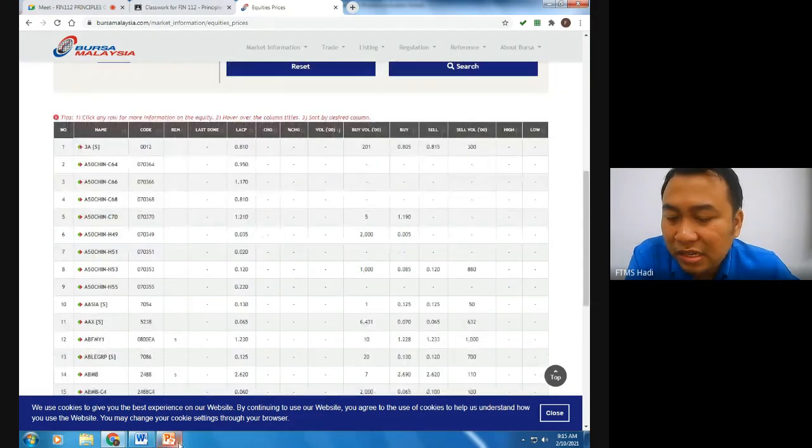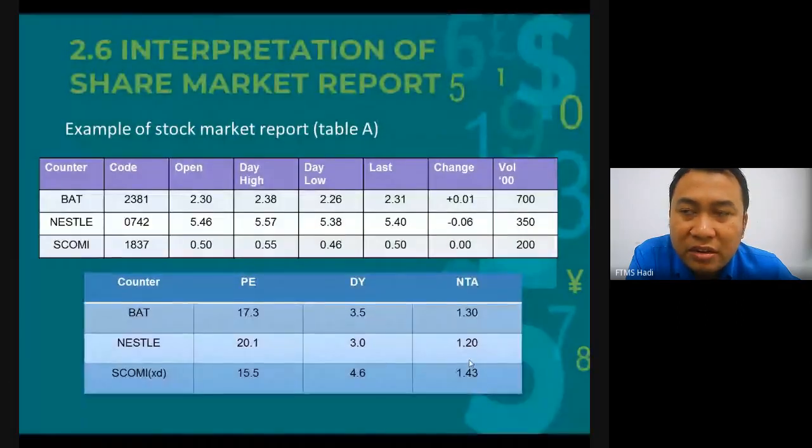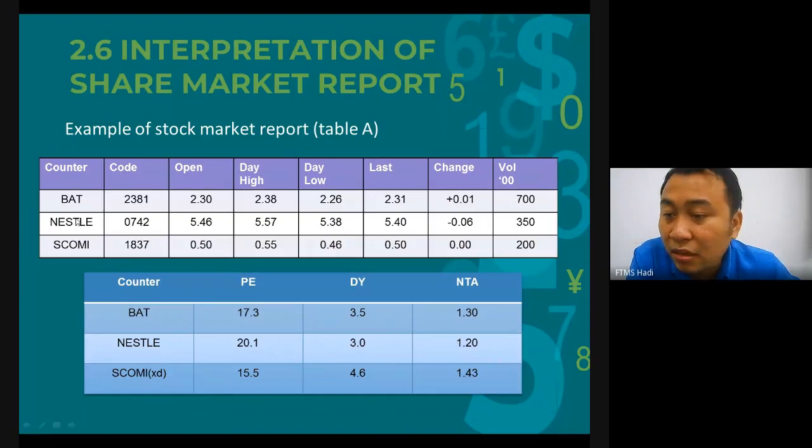But in the newspaper also, they provide the report. Any kind of newspapers, for example, the business columns, for example a stock market report as per Table A. These are the counter, the code, open, day high, day low, last, change, and volume.